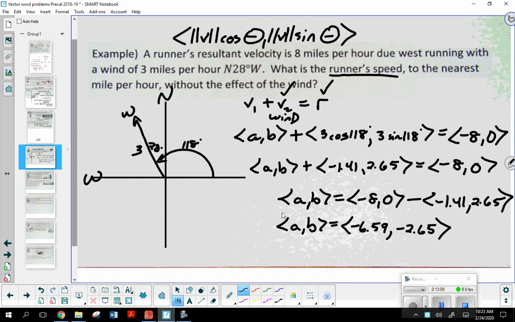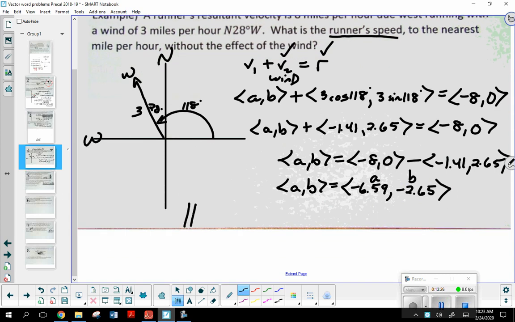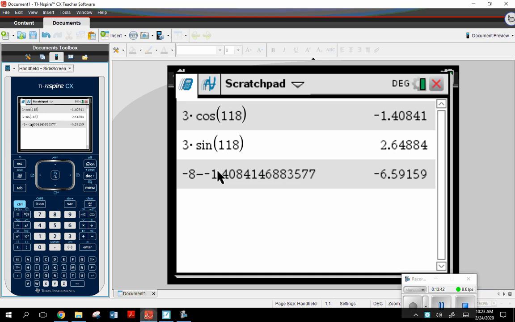Now, the magnitude of the vectors that I'm given, they're all in miles per hour. So my magnitude is speed. So how can I find the speed or the magnitude of this runner's vector? What was that formula? There you go. The square root of a squared plus b squared. All right. So I'm going to find the magnitude of this vector. So the square root of negative 6.59 squared plus negative 2.65 squared.